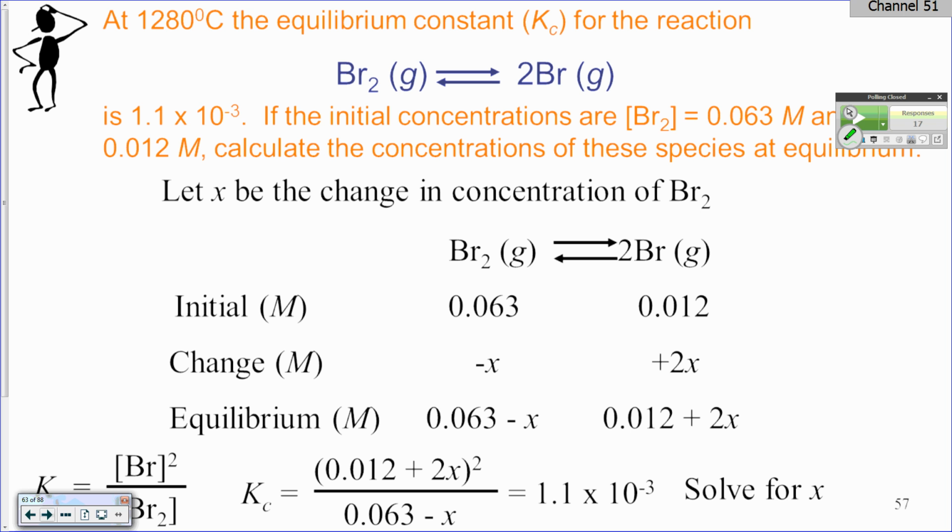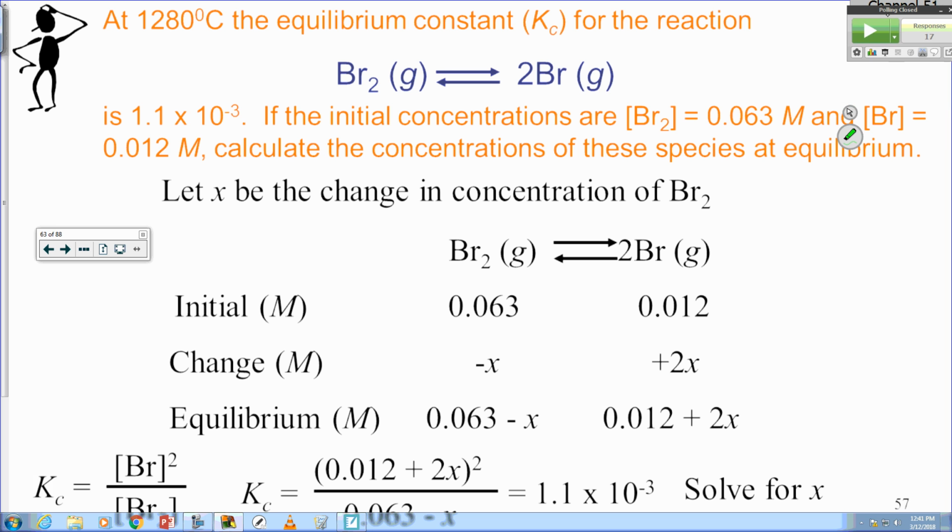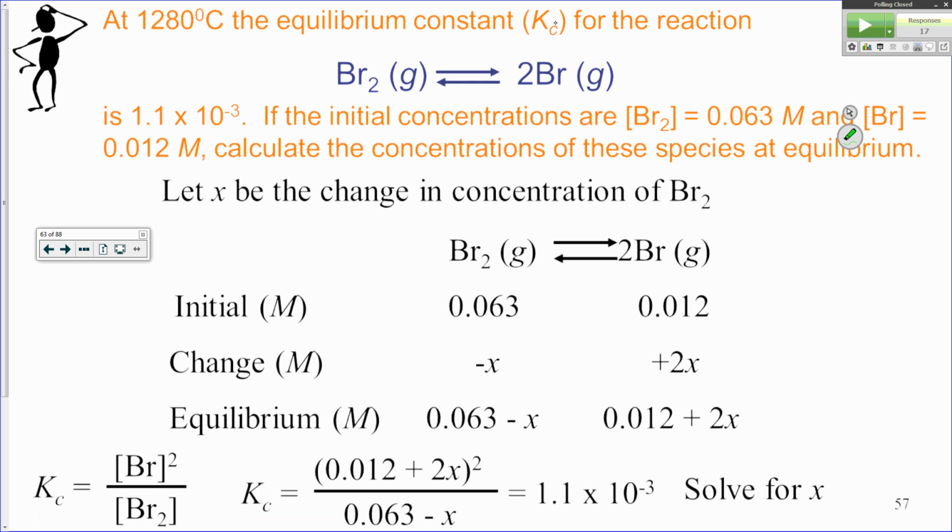All right, so here's one of my problems. Now this system, we've got a K sub C given to us. K sub C is 1.1 times 10 to the minus third. And this is the decomposition of molecular bromine. See, Br2 decomposes to 2 Br.